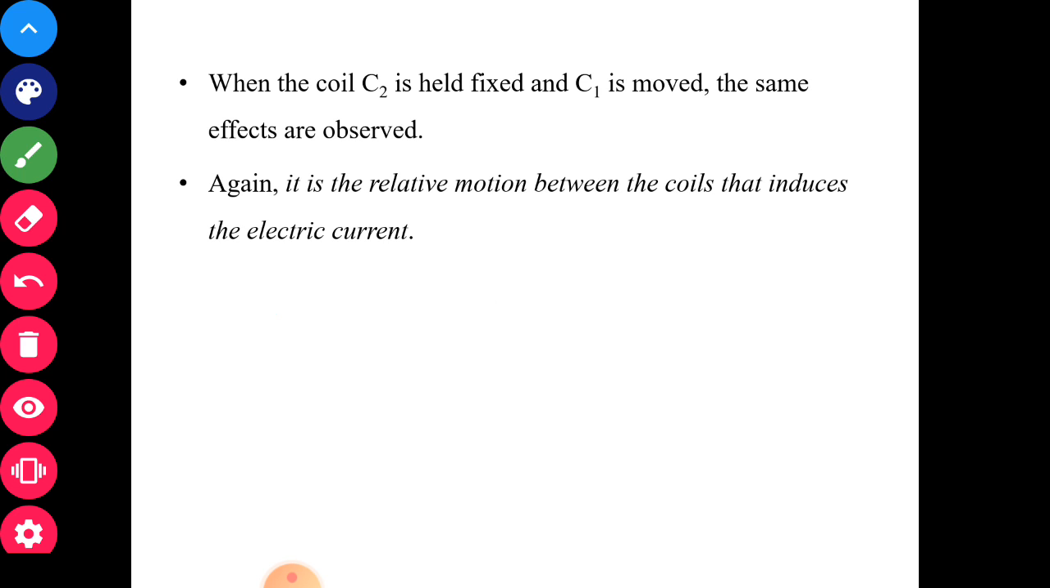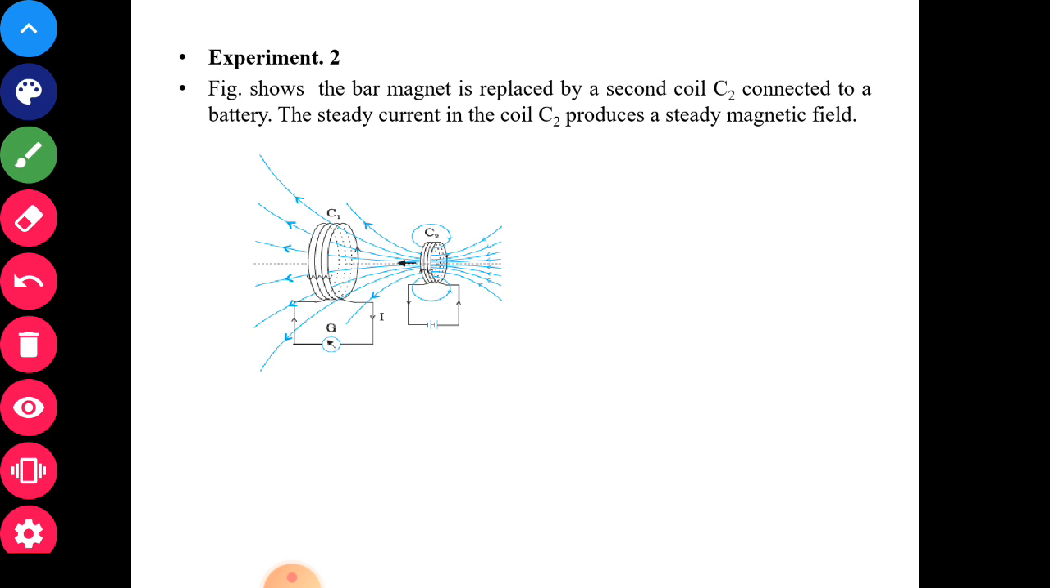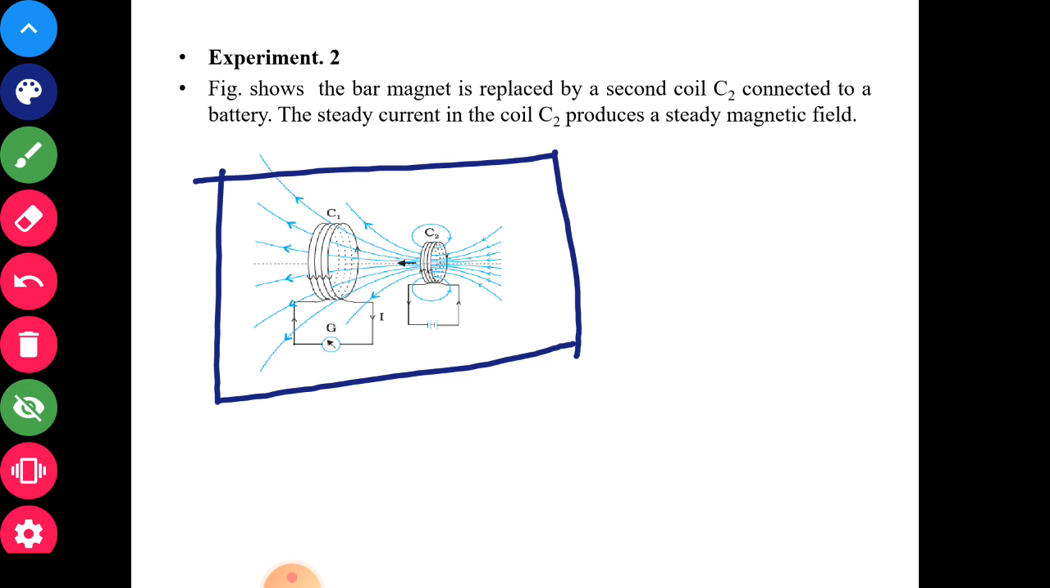Again, it is the relative motion between the coils that induces the electric current. So there must be a relative motion. One should move with respect to the other. Try to understand this also. If both are taken together with the same speed, either towards right or towards left, what will happen? Just think.